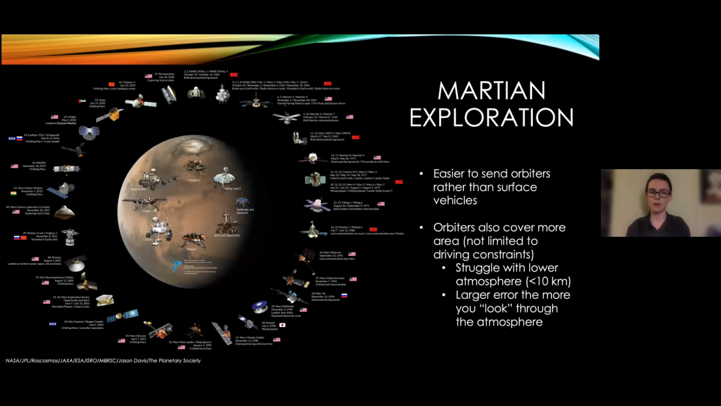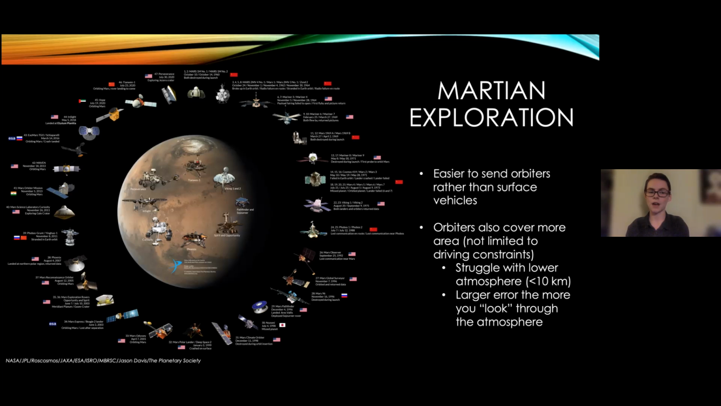So we have had a lot of exploration to Mars to try to determine the atmosphere and aerosols that exist in it. And as you can tell by this image here, it is actually easier to send orbiters than surface vehicles, because you don't have to worry about landing, descent, and all that. So it's a lot less time and money, which is unfortunate because orbiters, even though they cover more area and are not limited by driving constraints, struggle with seeing the lower atmosphere, less than 10 kilometers. That's simply because they have a larger error as they look through more of the atmosphere.